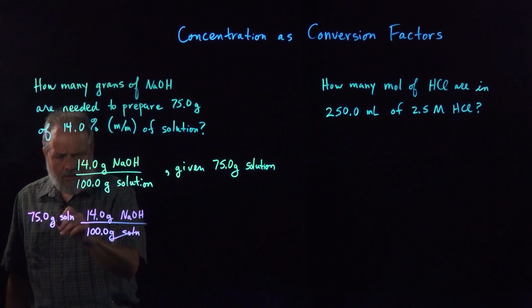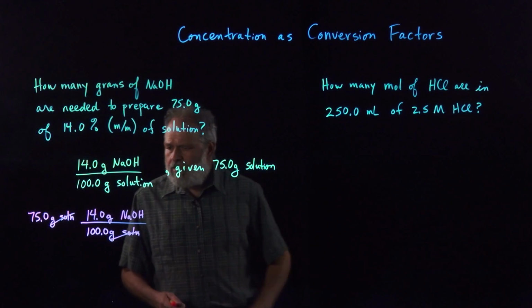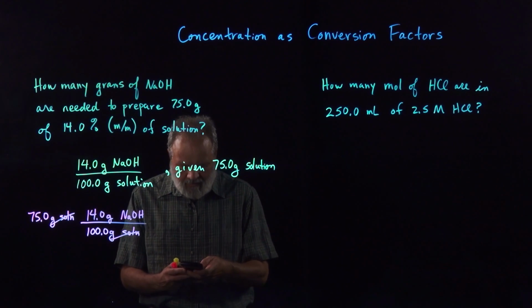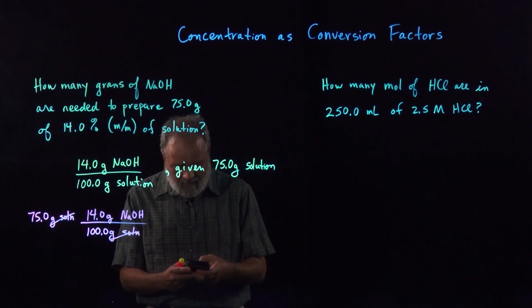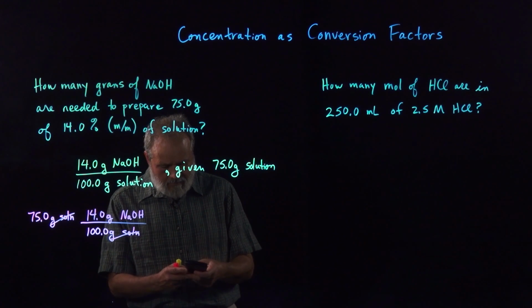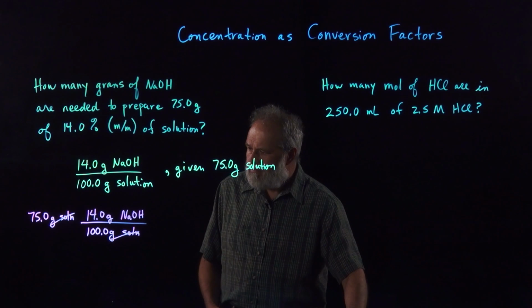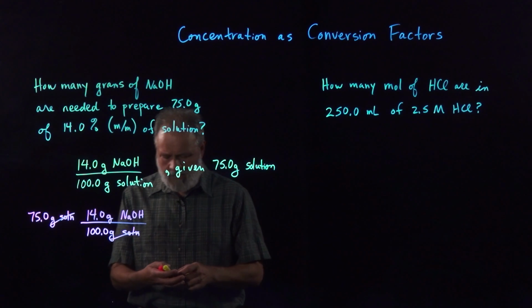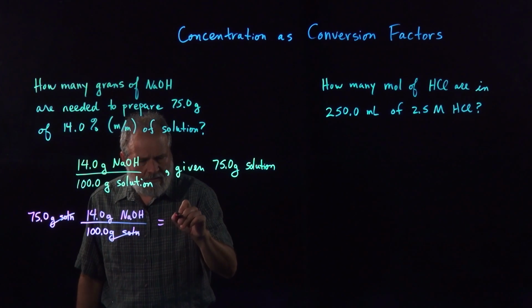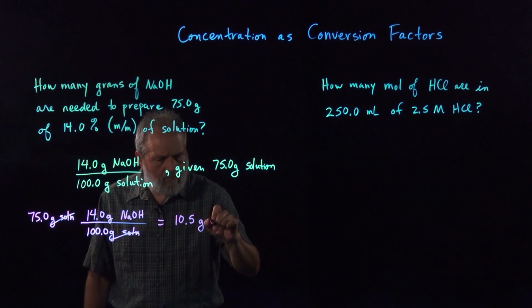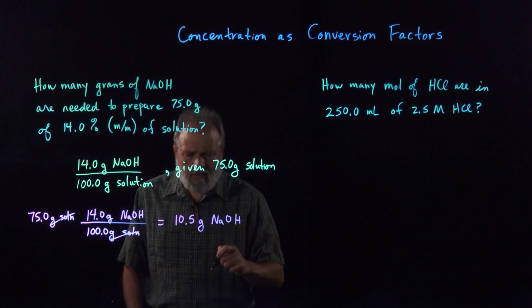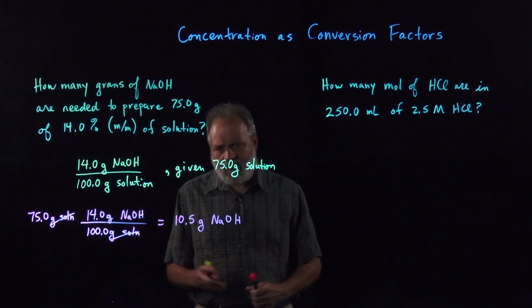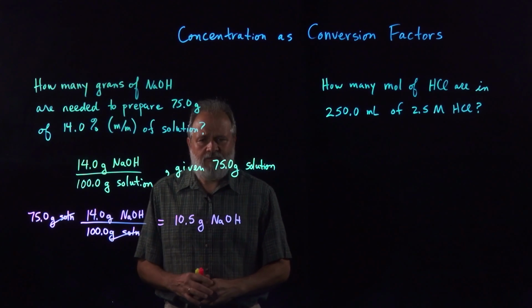And the answer is simply 75 times 14 divided by 100. And so that is going to be 10.5. Okay, so 10.5 grams of sodium hydroxide. So 10.5 out of 75 is sodium hydroxide, so that means the rest of it is water, and so that's going to be about 64.5 grams of water.